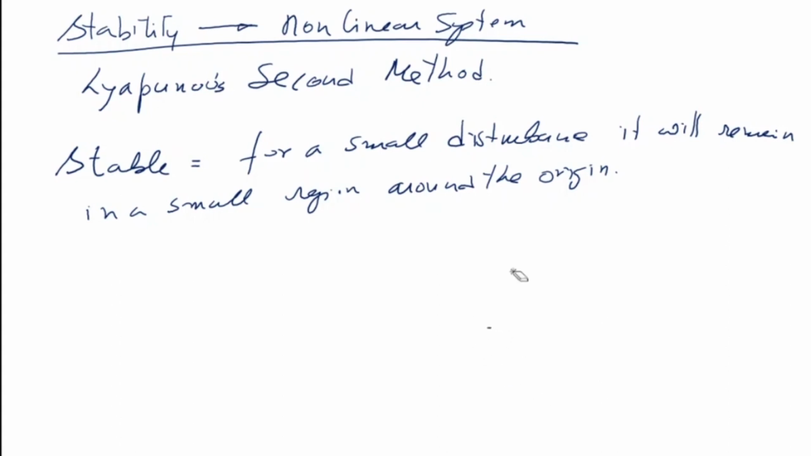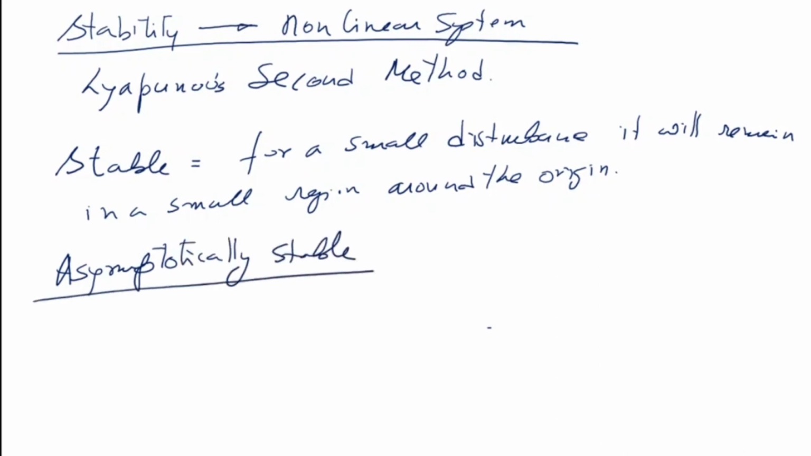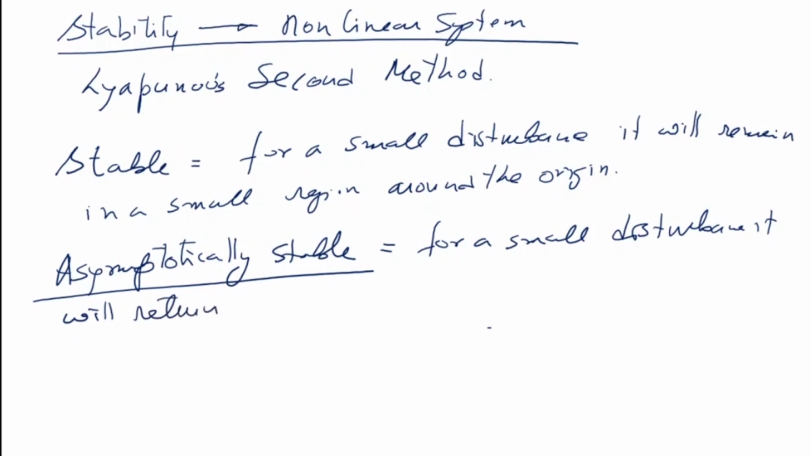Now, there is another term which is used, asymptotically stable. So these are two terms. Stable basically means for a small disturbance it will remain in a small region around the origin. Asymptotically stable means for a small disturbance it will ultimately return to the origin.